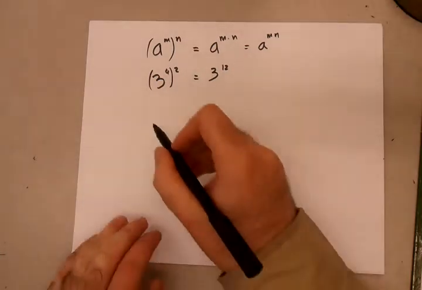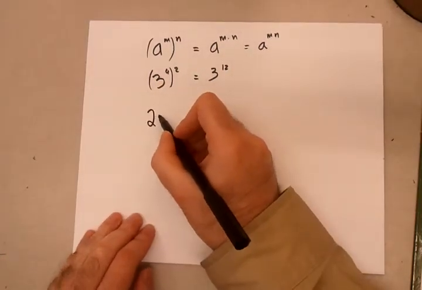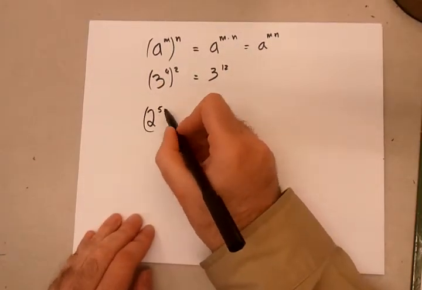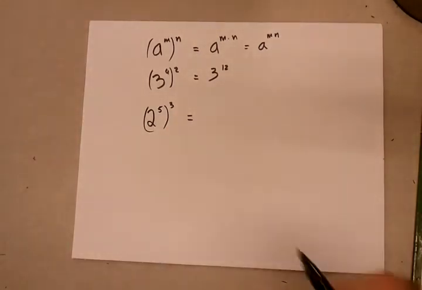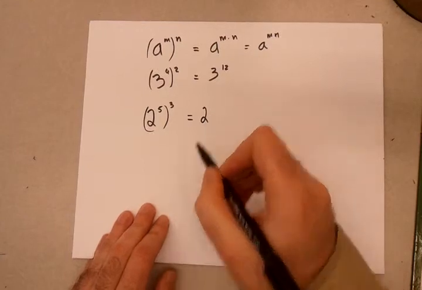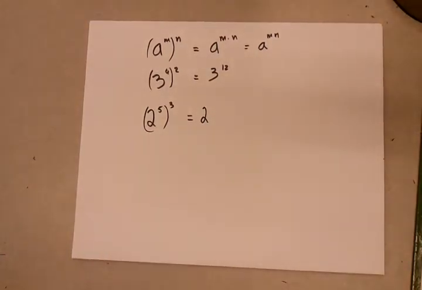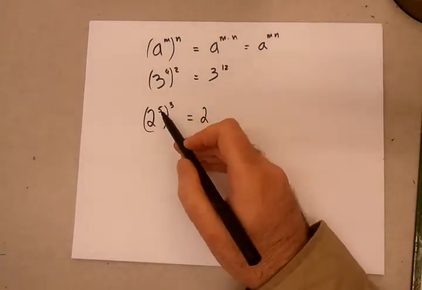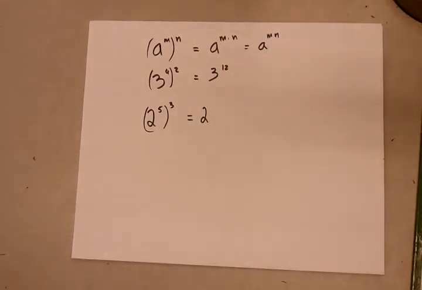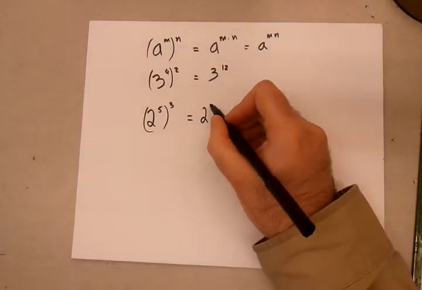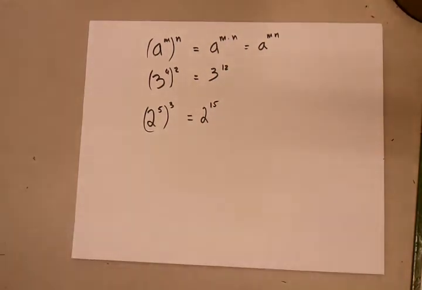Let's do another one. 2 to the 5th power to the 3rd power. Again, the base doesn't really change. The base doesn't participate. The only thing that does participate are the exponents. Here you have a power of a power, 5 to the power of 3. You're going to multiply the two exponents, so it's 2 to the 15th power.